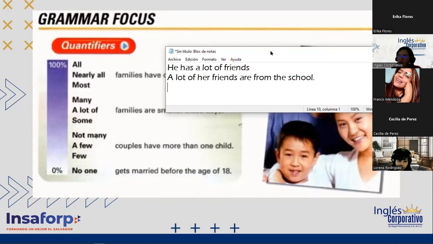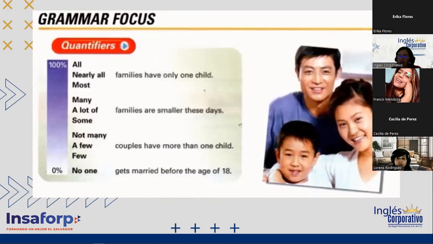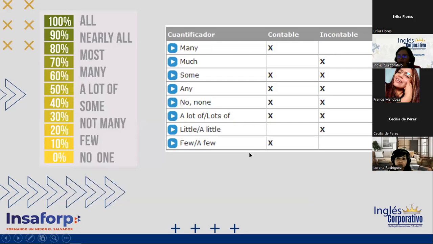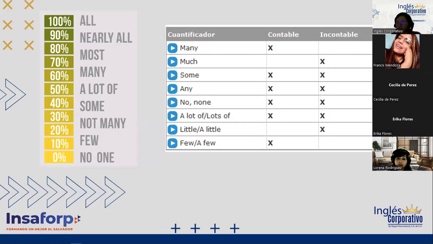Quizás ahorita, chicos, aprovechando que estoy con esto de quantifiers, también me voy a ir a ver la parte del examen, ¿verdad? Porque también había un ejercicio acerca de eso. Y here, as a quick reminder, I was saying that we need to be very careful with the percentage, right? Each of the words, each of the quantifiers represent a percentage, right? So make sure that you're applying it in the right way.